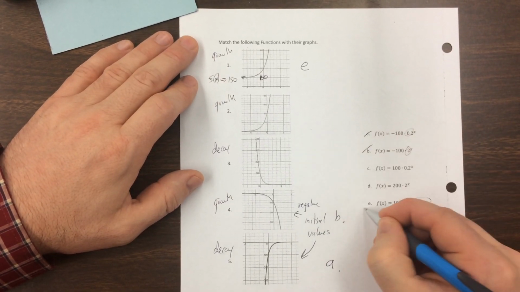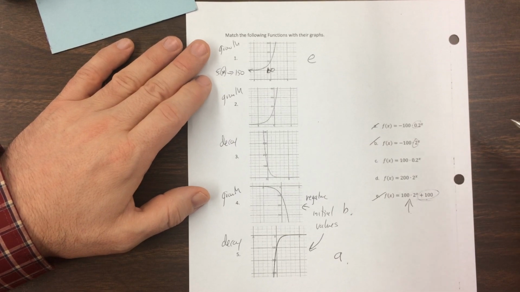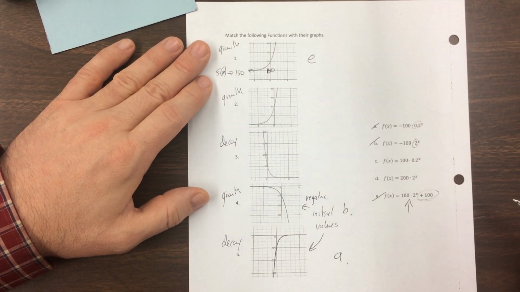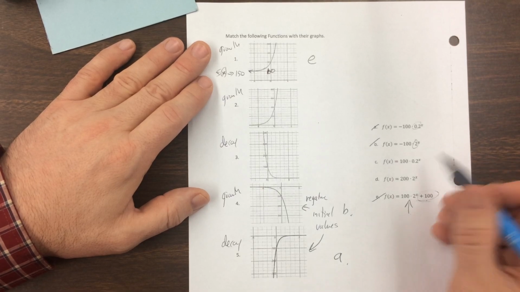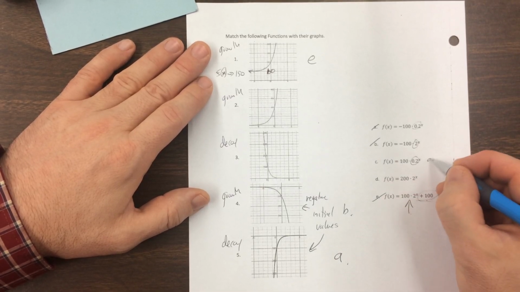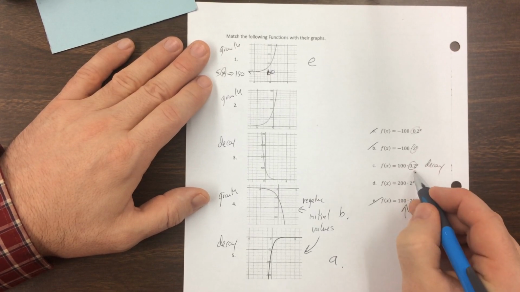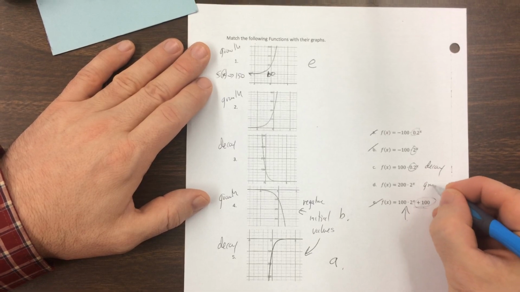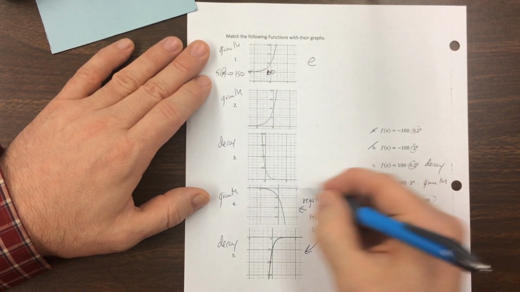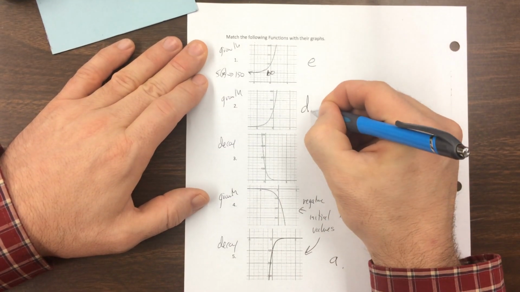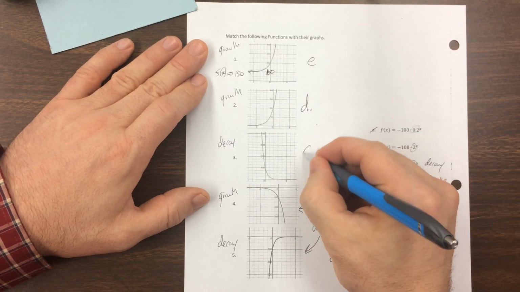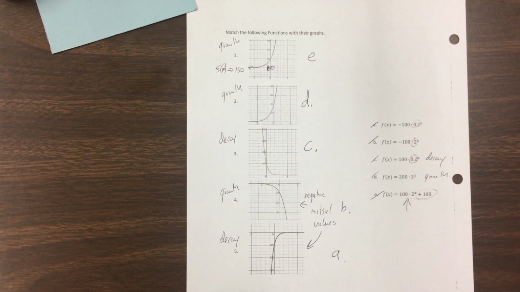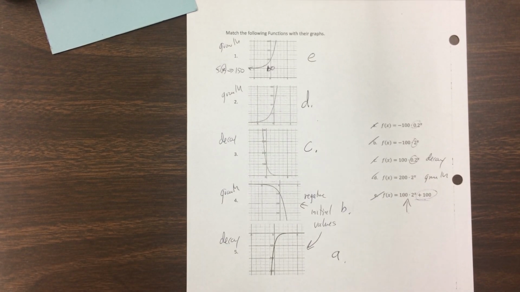So I've got A, B, and E taken care of. Now I'm looking at a growth or decay function and a positive initial value. So I can see that here's my decay because it's 0.02 or 0.2 instead of a whole number 2. So this is growth. So therefore this is D here, growth, and this is going to be C. So process of elimination.